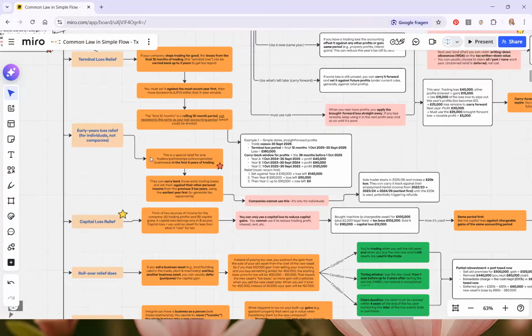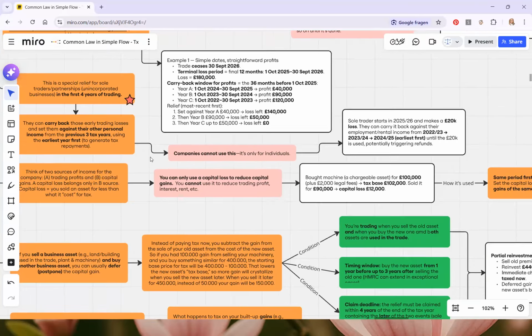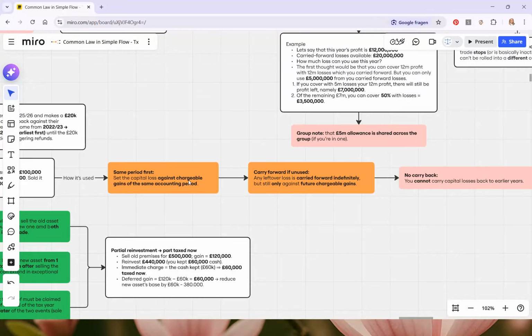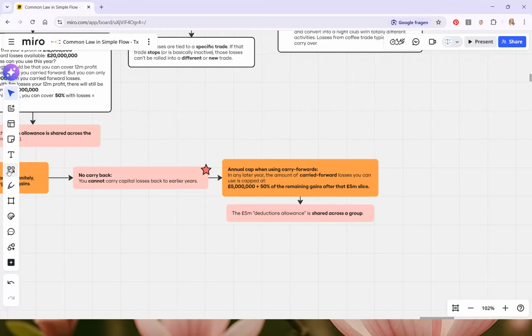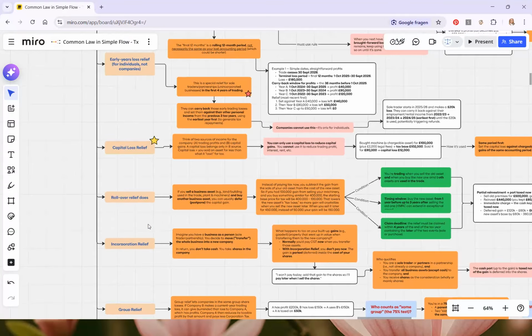So for the capital loss relief, what we need to remember is that the capital loss is only for capital gains, only gains, not a trading profit. What's important is that it can be used in the same accounting period first. It could be carried forward if unused, but it could not be carried back. It's important, so let's add a star. And we also have the annual cap of 5 million plus 50% of the remaining gain after the 5 million slice. So that was capital loss relief.